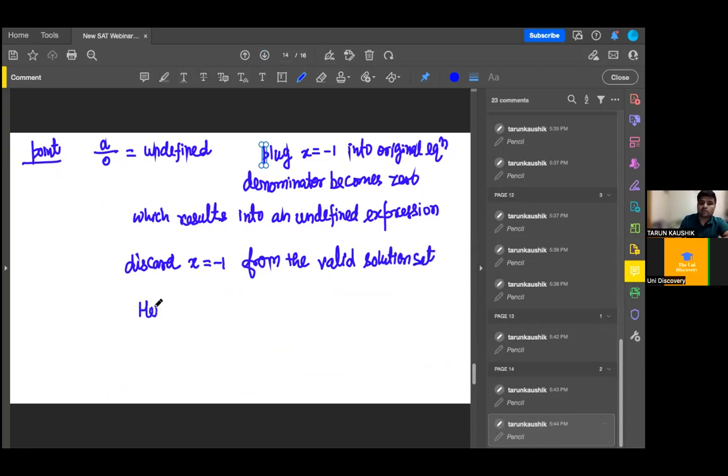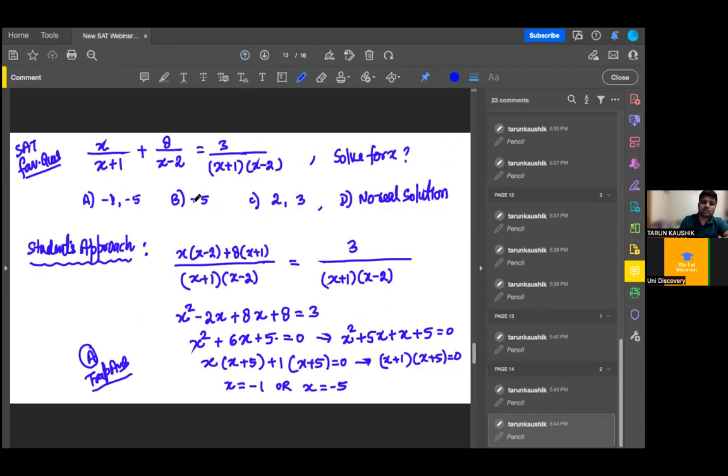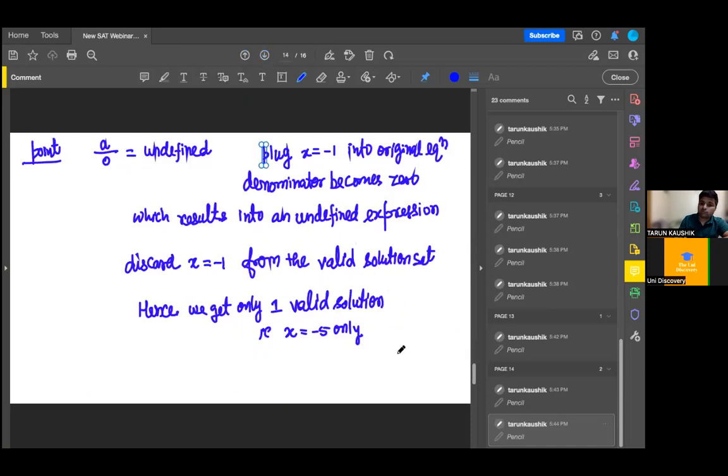So hence, after eliminating it, we get only one valid solution for the value of x, that is x equal to -5 only. And if we go back to the question, I can say that that value is written in option number B.